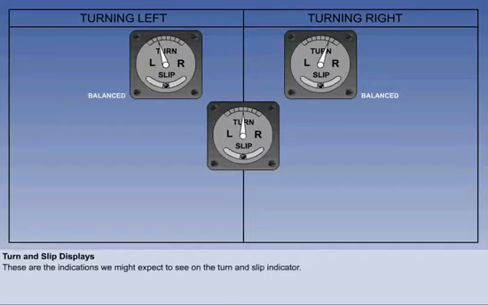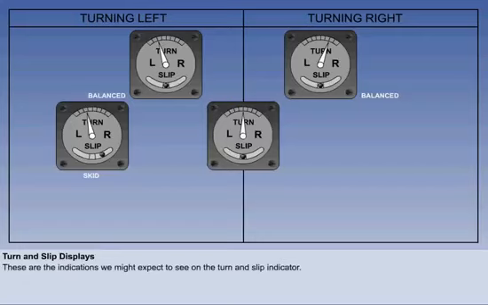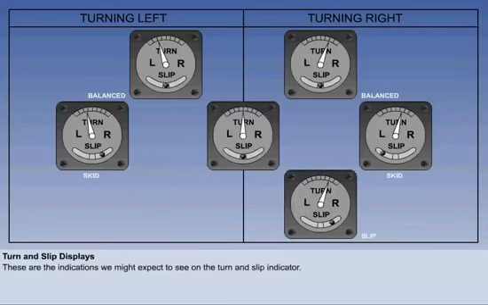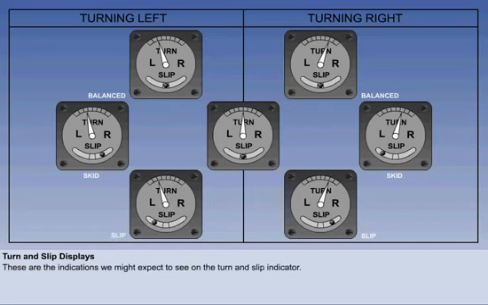Here we have a left turn and insufficient bank has been applied for the rate of turn. The aircraft is skidding outwards in the turn. Similarly, the aircraft is now skidding outwards in a right-hand turn. In this example, too much bank has been applied for the rate of turn, and the aircraft is now slipping inwards in a right turn. And the last example shows us a situation where too much bank has been applied for the rate of turn, and the aircraft is slipping inwards in a left-hand turn.